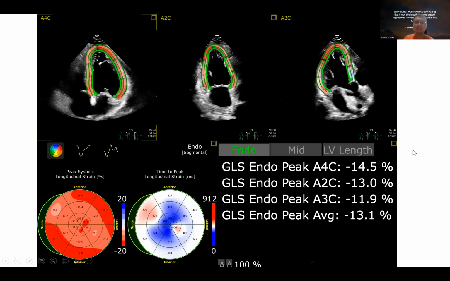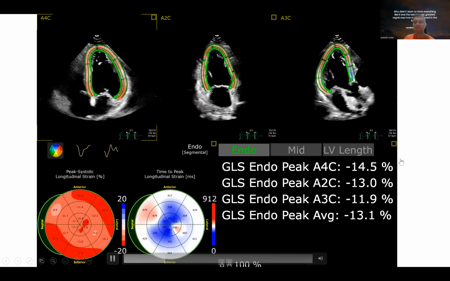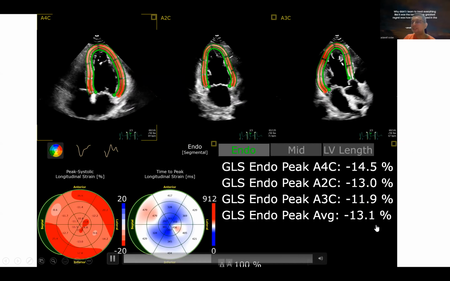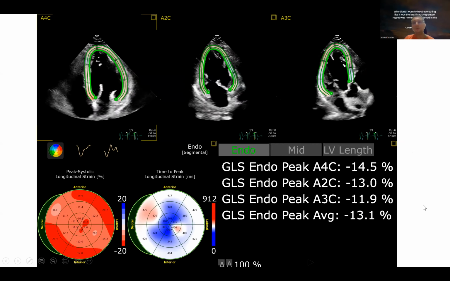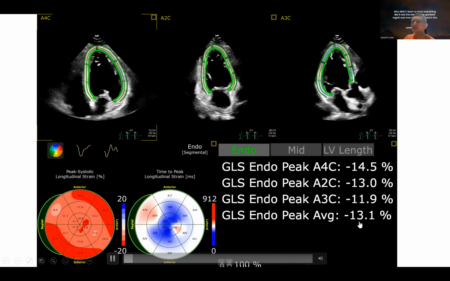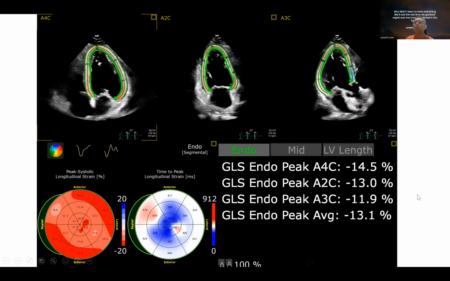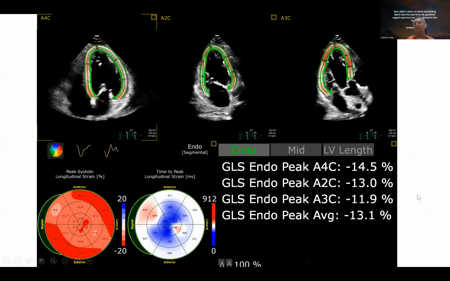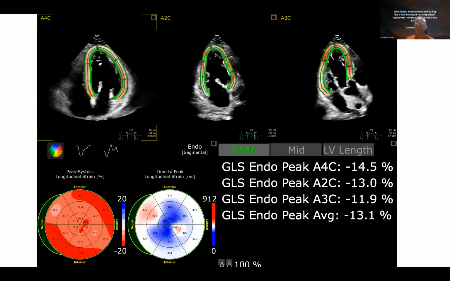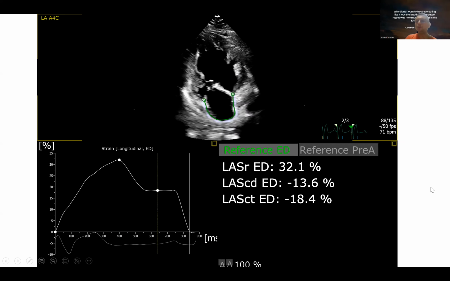So what I do is take the echo, use my TomTec software, and get the global longitudinal strain. And lo and behold, you can see that the GLS is actually very low at negative 13.1%. Remember that the normal value is more negative than negative 18%. So this is quite significantly low, and there's no reason why this patient should have a low GLS. So now you have a patient with low GLS and prominent trabeculation, and I have no doubt that I'm dealing with someone with a definitive diagnosis of LV non-compaction.